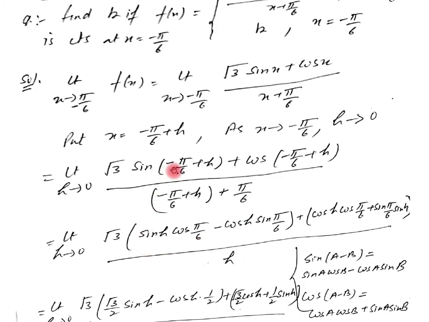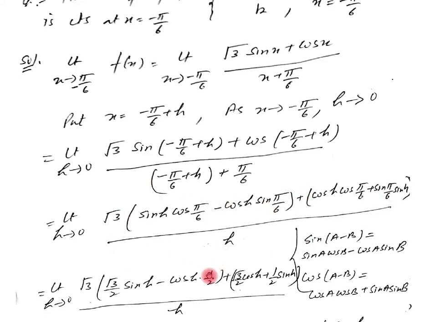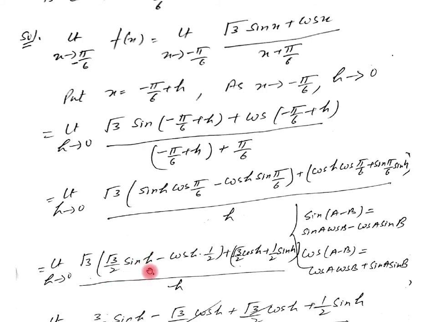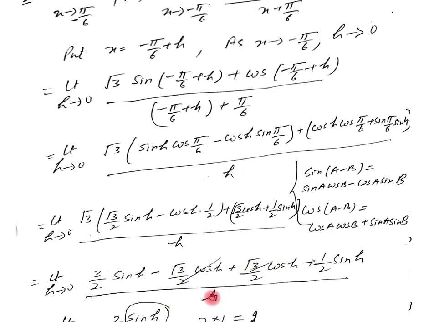Then simplifying the expression using the result sin(A minus B) and cos(A minus B). Now sin(A minus B) is what? Sin A cos B minus cos A sin B. Cos(A minus B) is cos A cos B plus sin A sin B. Putting it upon h like this. Now here putting the value of cos pi by 6 and sin pi by 6 in the expression. Putting the values here. Sin h cos as it is. Again when you simplify it, the common term will be cancelled out.